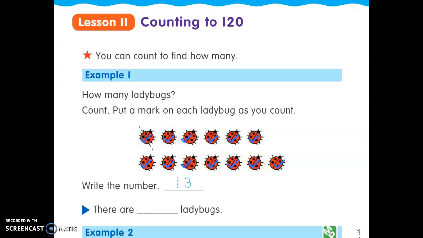So it says write the number. So we wrote number 13, and then to complete the number sentence it says there are 13 ladybugs.